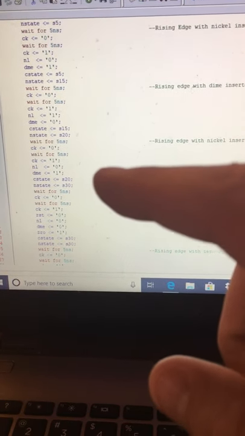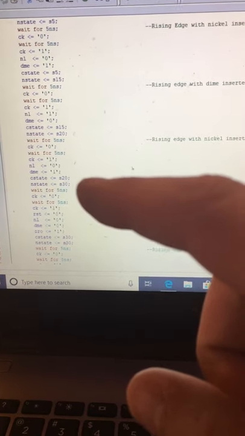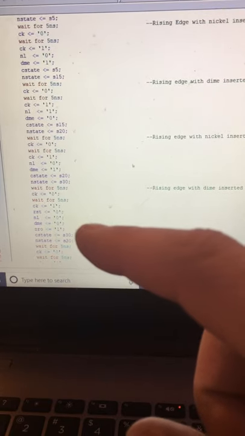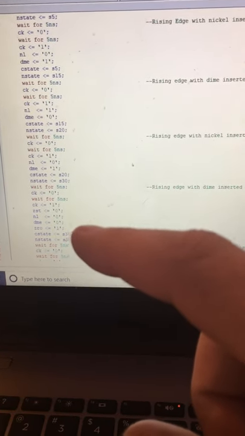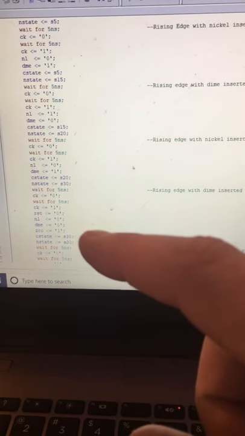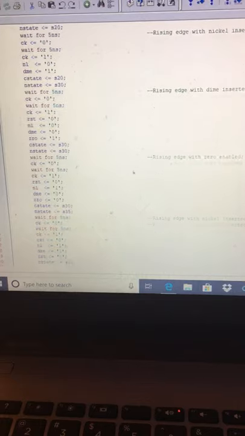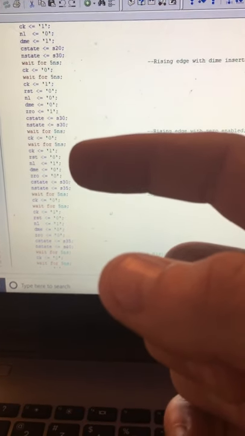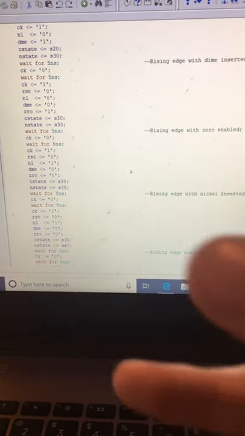And at the next rising edge, I have a dime being inserted. So the current state is state 20, and the next state is state 30. And at the next rising edge, I have nothing being inserted, so Z is enabled. So the current state is state 30, and the next state is state 30. At the next rising edge, I have a nickel being inserted. So the current state is state 30, and the next state is state 35.